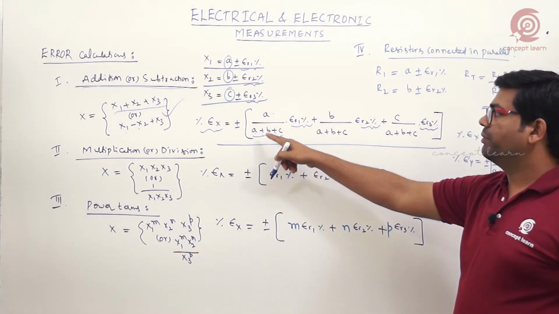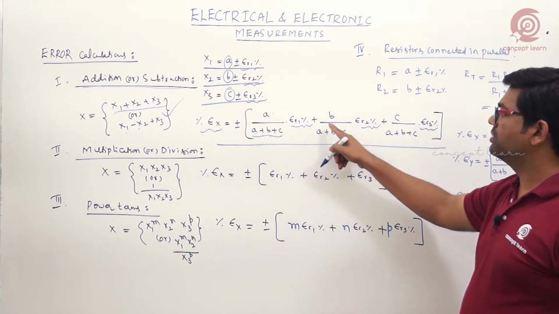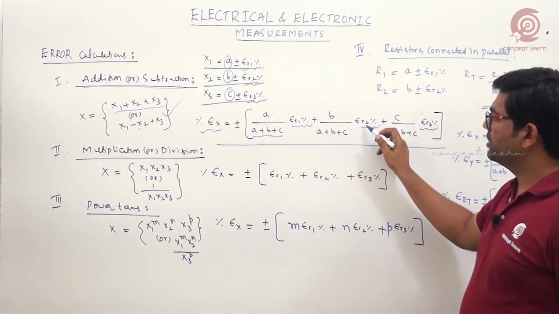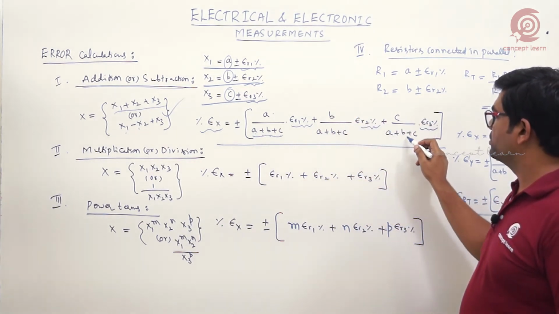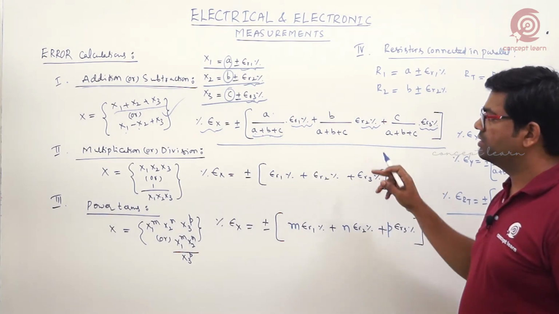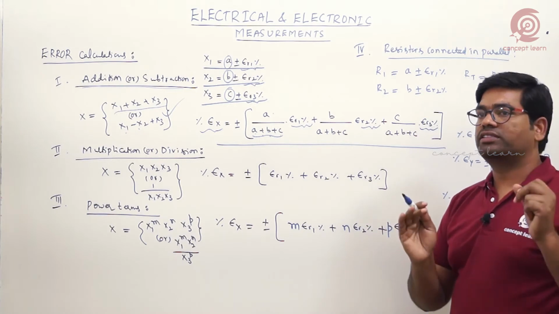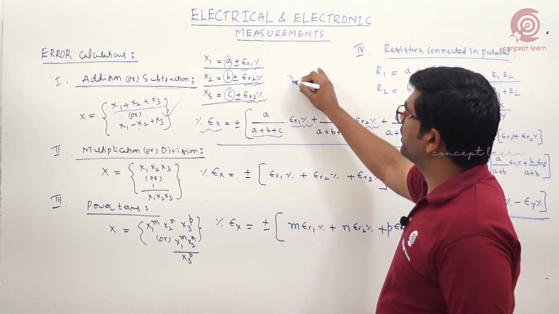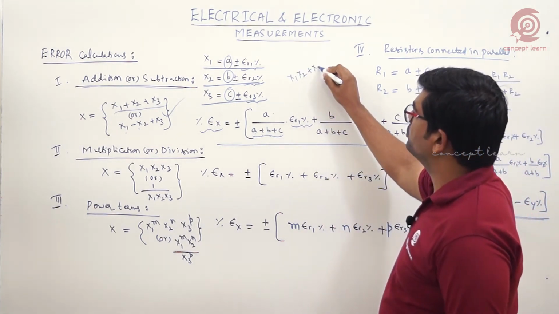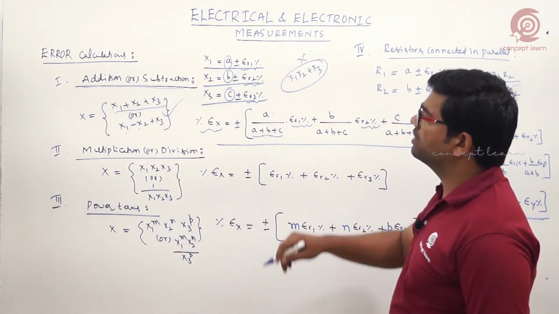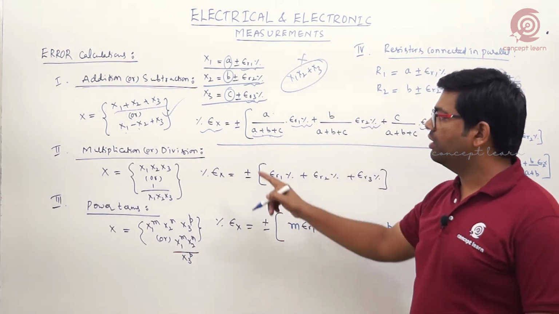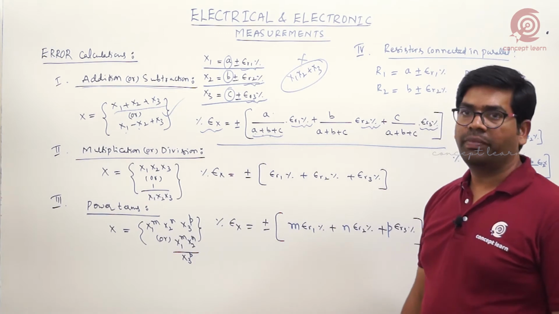What is that? A by A plus B plus C into epsilon R1 plus B by A plus B plus C into epsilon R2 plus C by A plus B plus C into epsilon R3. This is the relation we use for pure addition or subtraction. Suppose the function is like this, x1, x2 plus x3, then we should not use this, it is not valid for this combination, only for pure addition or subtraction.